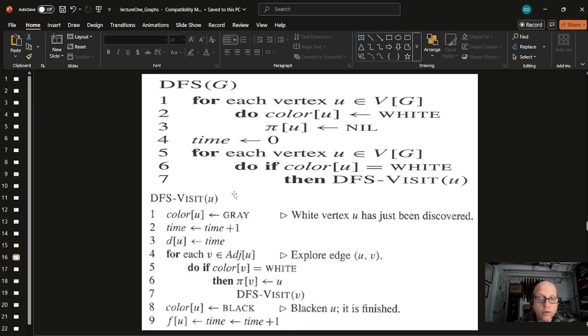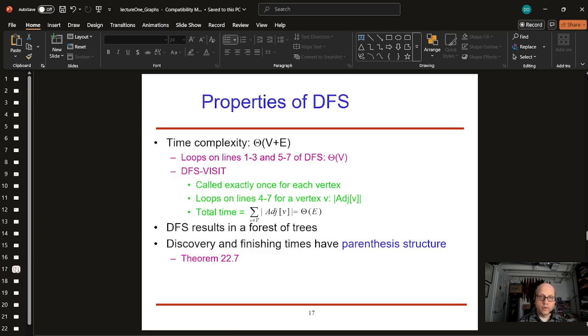It is interesting to note that both of these can lend themselves to a recursive implementation. It's not absolutely necessary, but you can apply it in that fashion, right? So, the time complexity is omega V plus E, and the visit is called exactly once for each vertex. Loops on lines 4 and 7 for vertex V. The total time is adjacency V to the, I'm sorry, I think it's omega V, not theta, right? So DFS results in a forest of trees. Discovered and finishing times have a parentheses structure.